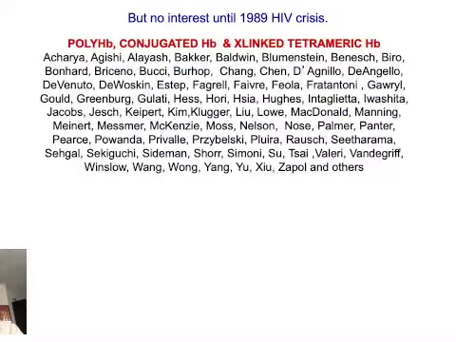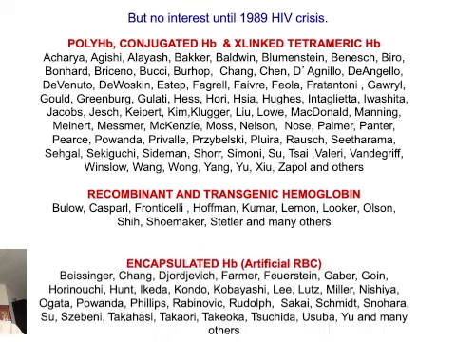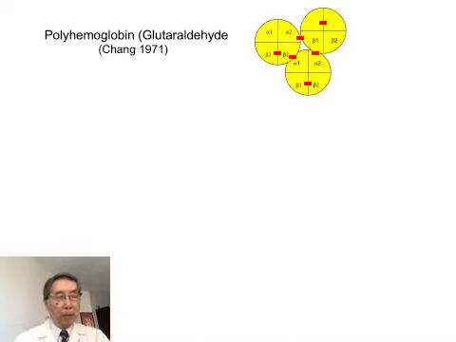At that time only, people around the world, as shown here, actively started to investigate different types of polyhemoglobin, conjugated hemoglobin, cross-linked tetrameric hemoglobin, also recombinant and bioengineered hemoglobin, and also encapsulated hemoglobin. Let's take one example that's most extensively developed. This is polyhemoglobin cross-linked with glutaraldehyde.